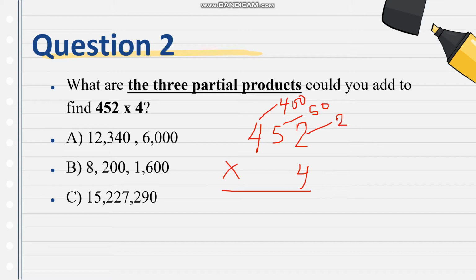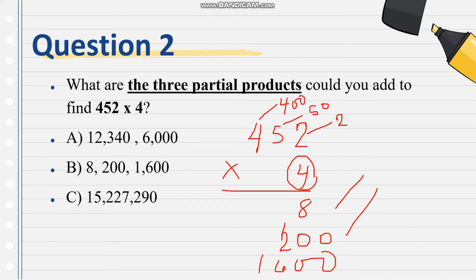Then multiply by 4. 4 multiplied by 2 is 8. 4 multiplied by 50, that is 200. And 4 multiplied by 400, that is 1,600. So the partial products are 8, 200, and 1,600. So the answer is letter B.